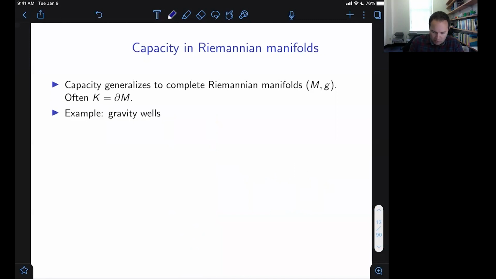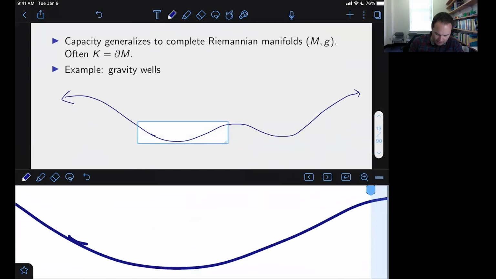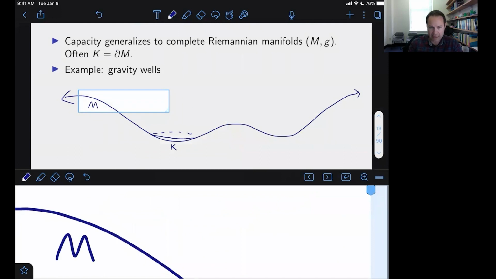Okay. Oh, one other example I want to give. If you have some manifold, and you want to talk about the capacity of some set within it. So this is your M, you've got some set K.